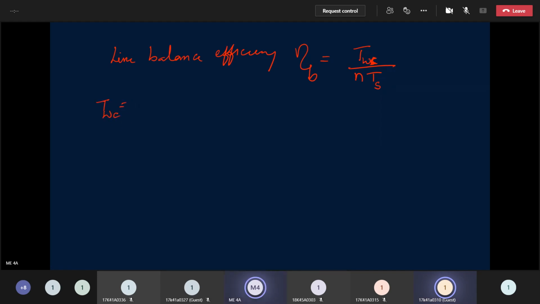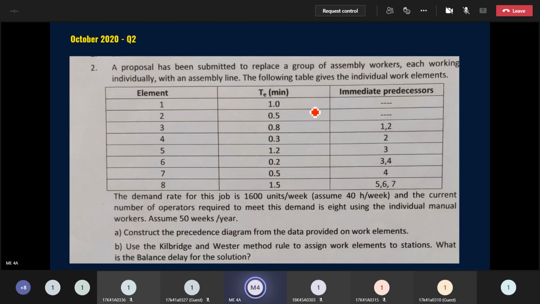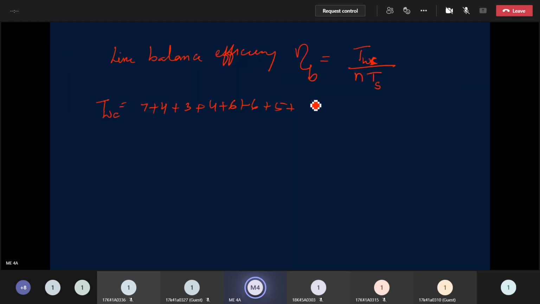TWC is equal to 7 plus 4 plus 3 plus 4 plus 6 plus 6 plus 5 plus 6 plus 2 plus 7 plus 6 plus 2 plus 10. These are the values given to you. If I sum up, I get 68. 68 minutes I will get.